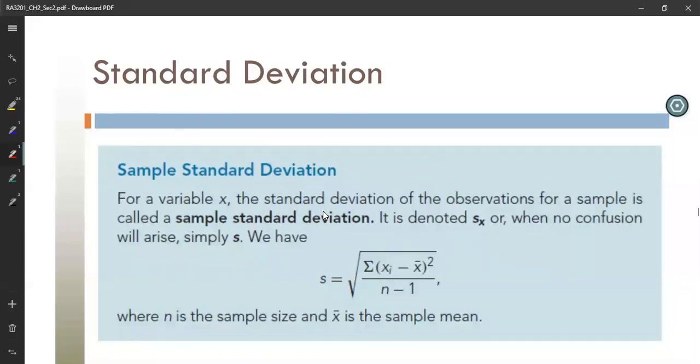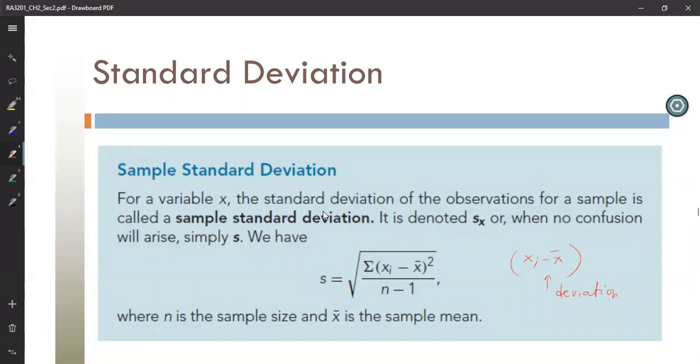Now, in order to get rid of this sign, you square it. So all the negative values will be positive. So xi minus x bar, we call this the deviation. After you find the deviation, you square it. So you get the squared deviation, add them together, divide by n minus 1, and get the square root. You call it the standard deviation.